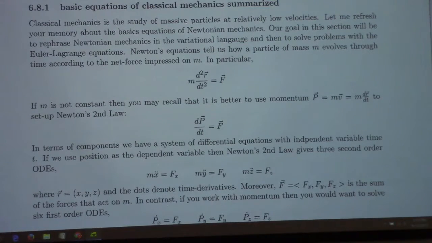Of course, we could also take Newton's second law and rewrite it as m x double dot, m y double dot, m z double dot is equal to the x, y, and z components of the net force, respectively, right?